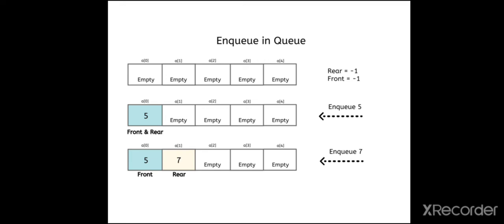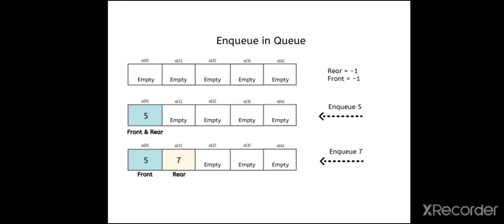First, you can see the empty queue. Initially the rear and the front values are -1. When we are trying to insert an element, we have to increment the rear and the front. That is nothing but rear plus plus and front plus plus.